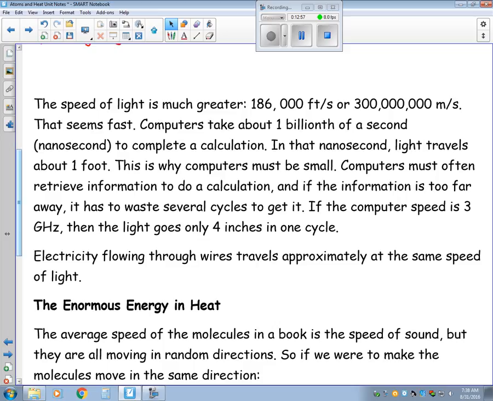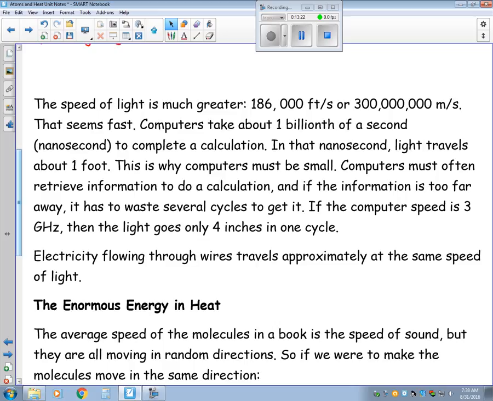Now, a nanosecond is very, very short, but it can add up. And so think about here in the school where our servers are several hundreds of feet away. Now you can start to experience some sort of delay between a calculation. That's enough to start to slow down the calculation speed. It's still incredibly fast though.